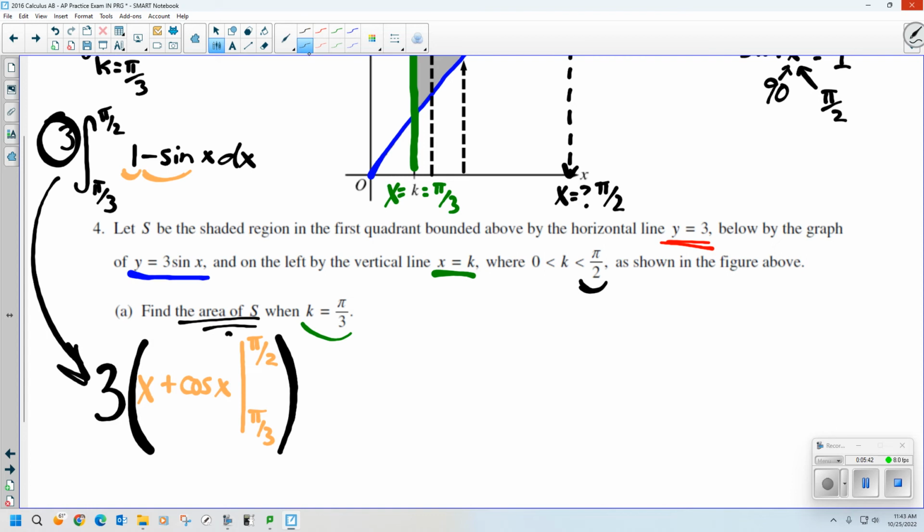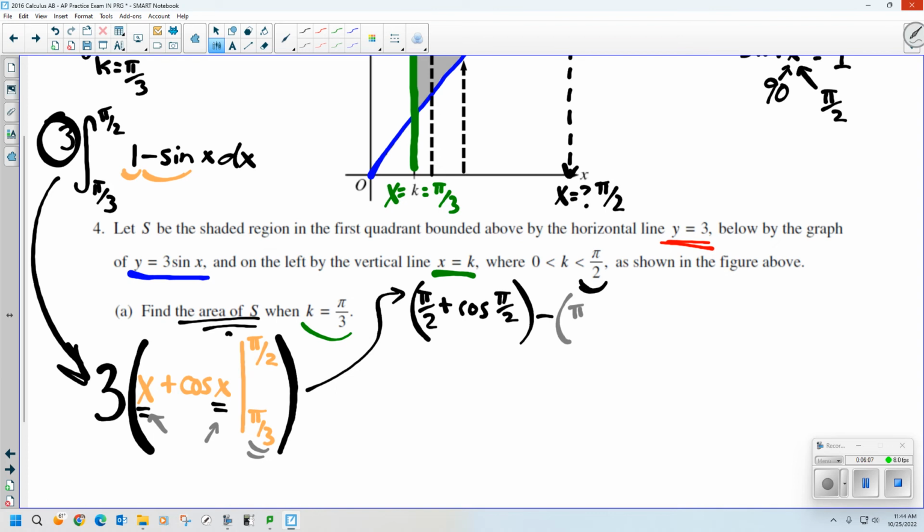All right, let's do some math, shall we? Let's put our upper bound in. We have pi over 2 for this x, plus cosine of pi over 2. That's my upper limit minus the lower limit. Now I'm going to put pi over 3 in for these x's. Okay? Pi over 3 plus cosine of pi over 3. All right. And don't forget, we still got to multiply this whole thing times 3. Okay, can't forget about this on the outside.